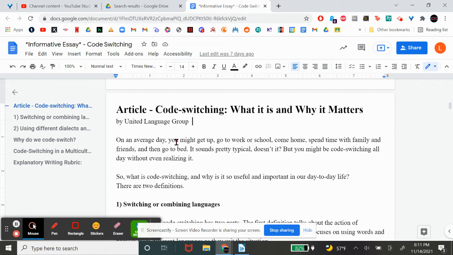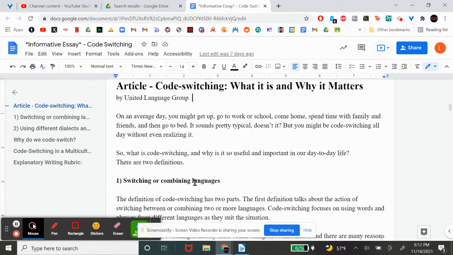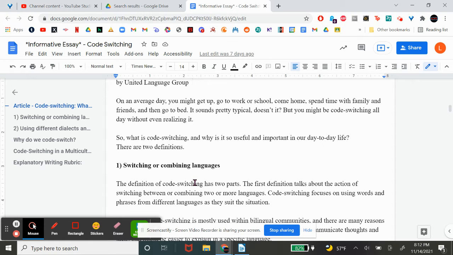On an average day, you might get up, go to work or school, come home, spend time with family and friends, and then go to bed. It sounds pretty typical, doesn't it? But you might be code switching all day without even realizing it. So, what is code switching, and why is it so useful and important in our day-to-day life?